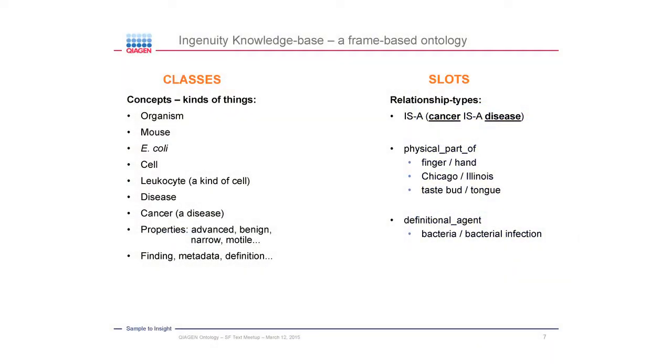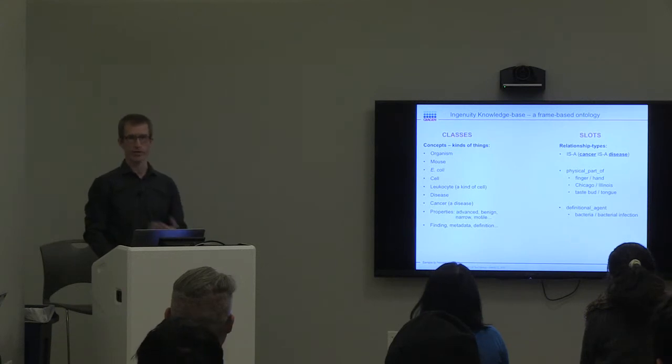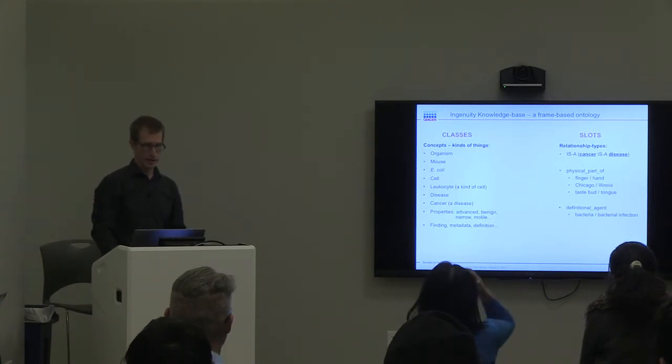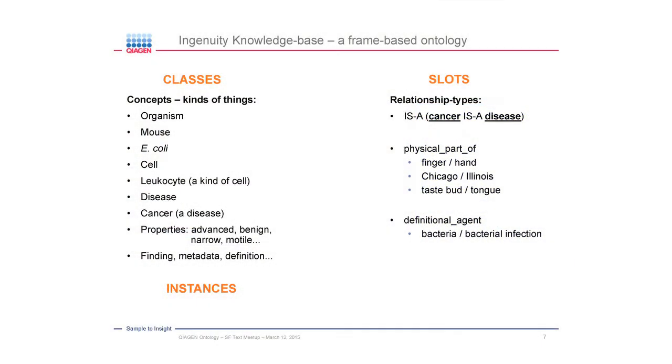So concepts are encoded in what we call classes, and relationship types are encoded in slots, and both of these are terms from the standard way of thinking of frame-based ontologies. In addition to those two kinds of things, we have instances, and I should talk about that now.